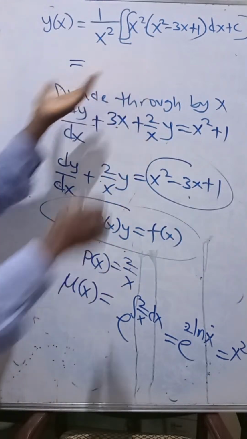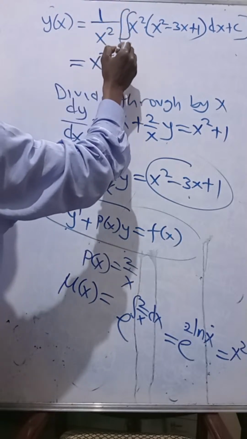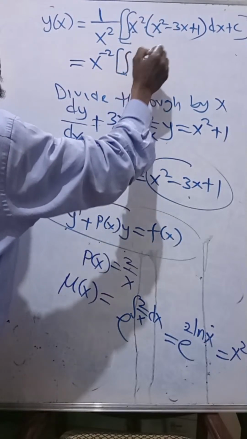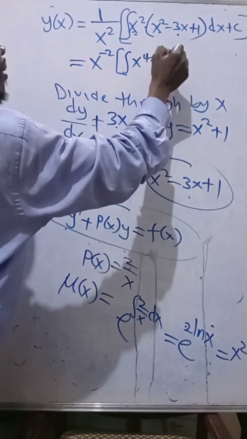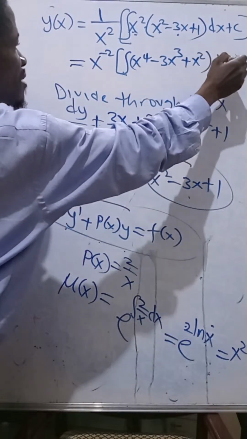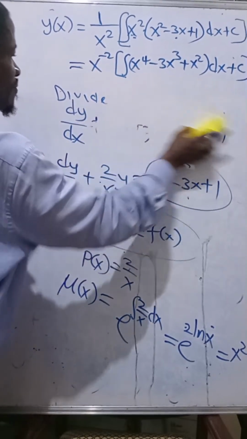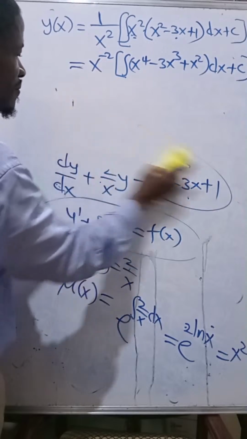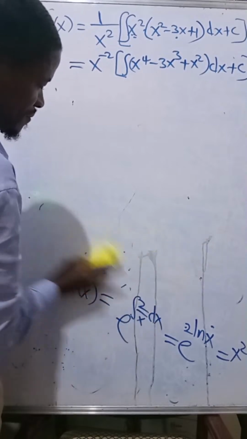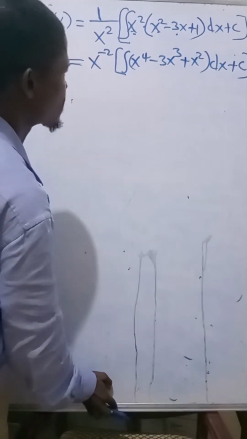So this is what we have now. This is going to be x to the minus 2. You can remove this one over, and that will be equal to the integral. Can you open these brackets? That will be x to the 4, this one times this one, minus x to power 3 plus x squared dx, and then plus c. So that's what we have.